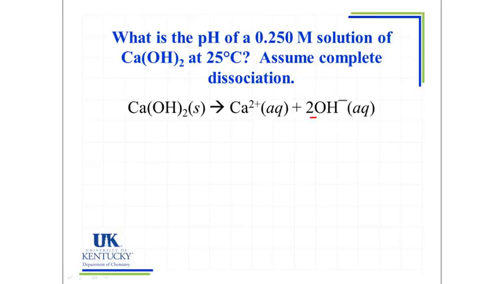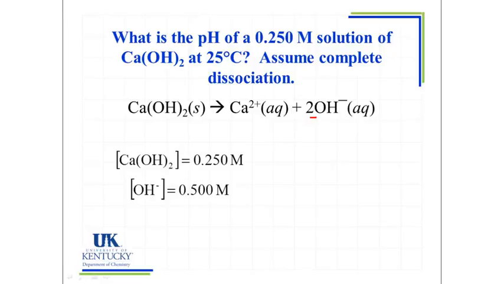Now I need to look at how much hydroxide I'm going to have in this particular solution. If my concentration of calcium hydroxide is equal to 0.250 molar, then what I find is that my hydroxide concentration is actually twice that, because for every 1 unit of calcium hydroxide, I end up with 2 units of hydroxide ions. So I take my 0.250, multiply it by 2, and get 0.500 molar for my concentration of hydroxide.